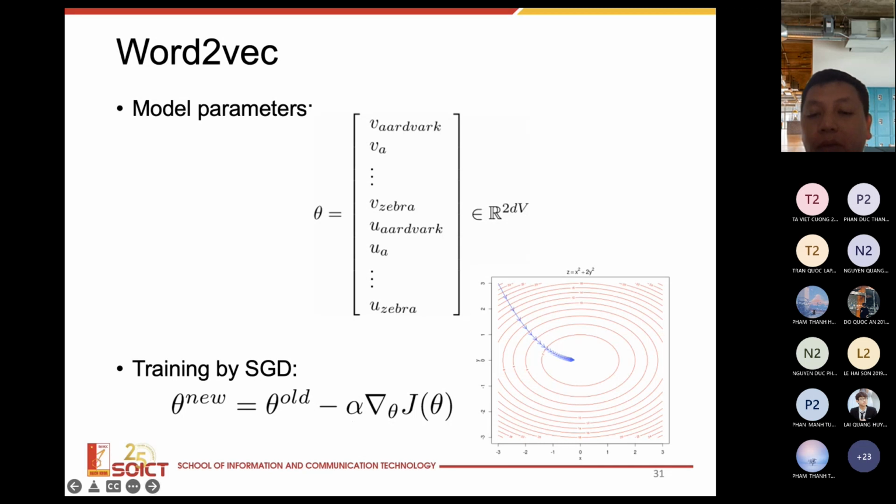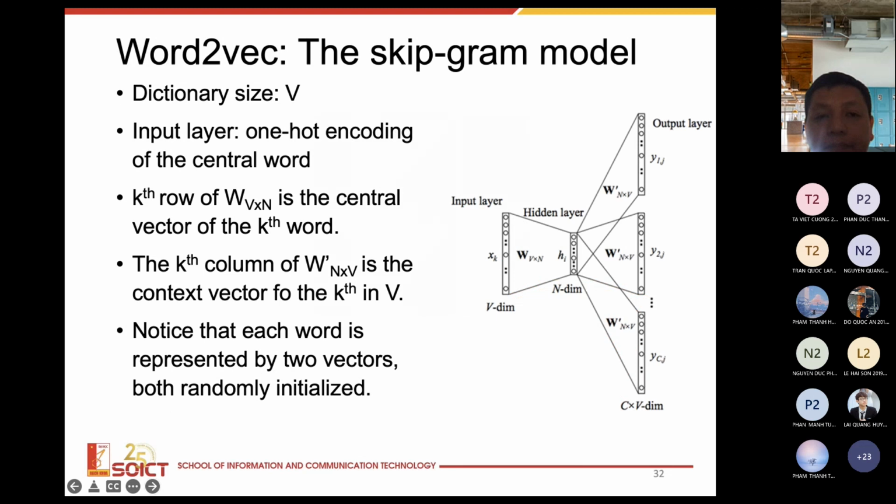Okay, if you have no question, then we might continue. Now we discuss in detail the word2vec algorithm. Word2vec proposes two models, the skip-gram model and the continuous bag-of-words model, right? So now we discuss the skip-gram model.